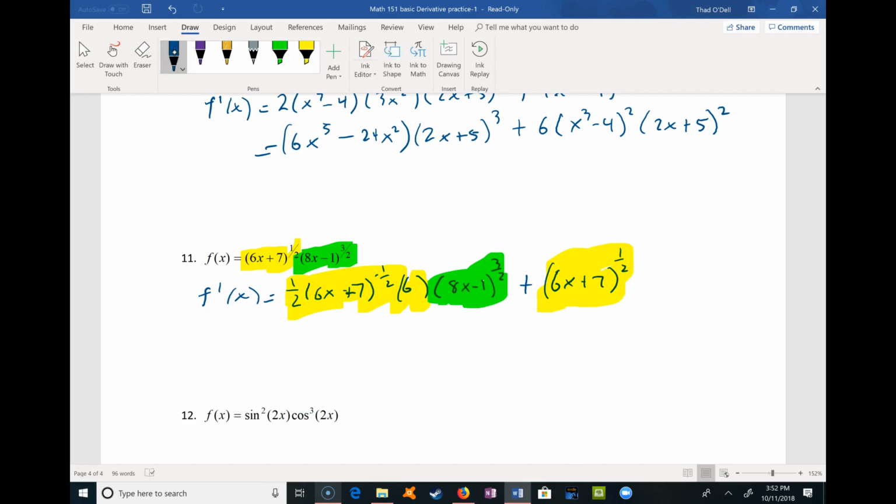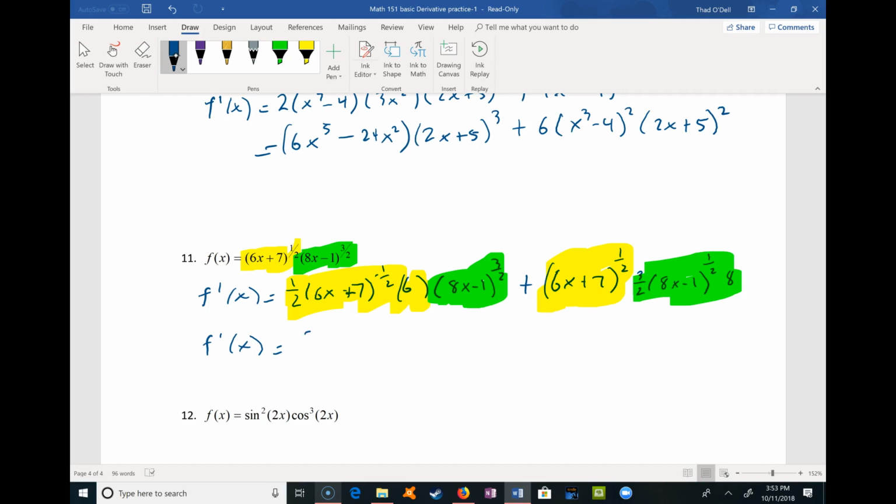And then the derivative of that second thing would be 3/2 times 8x minus 1 to the 1/2 power times the derivative of 8x minus 1, which would be 8. So then that, of course, is the derivative of the green thing. Now we need to clean all that up.